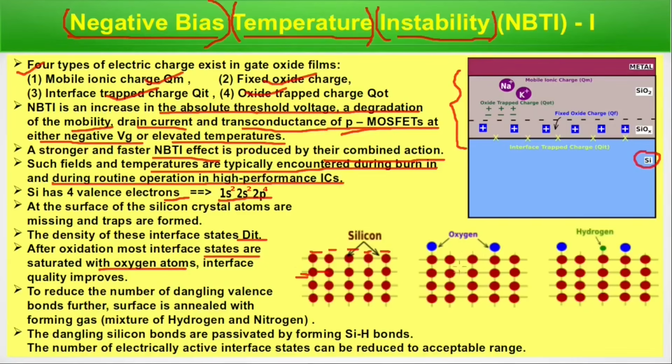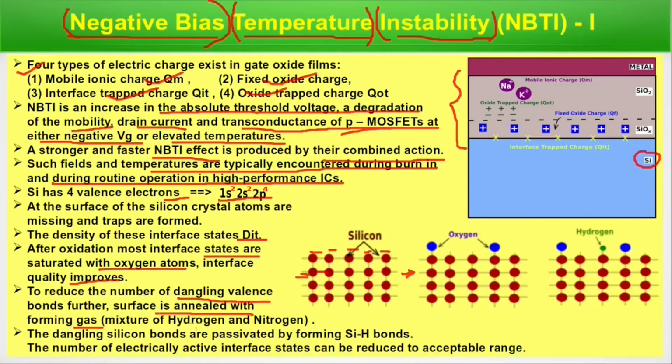We tried to show this in this diagram. Here, 1 electron is missing. The bond with another atom is missing here. Here oxygen atoms are there. To reduce the number of dangling valence bonds, dangling bonds are still present here. After oxidation, the number of dangling bonds reduces, though some are still present, and quality improves. To reduce the number of dangling valence bonds further, the surface is annealed with forming gas.